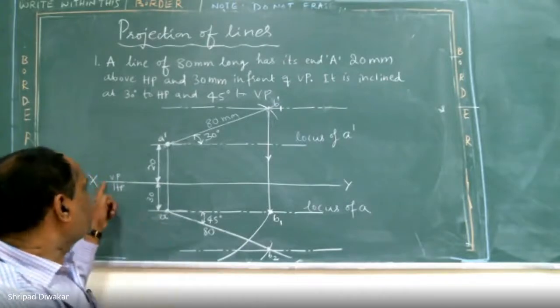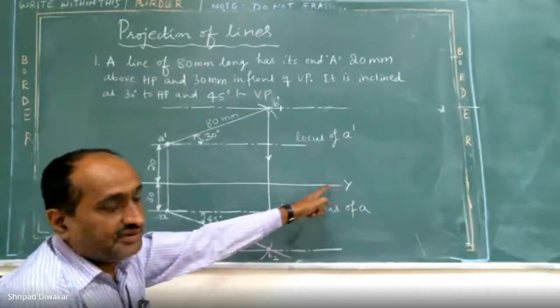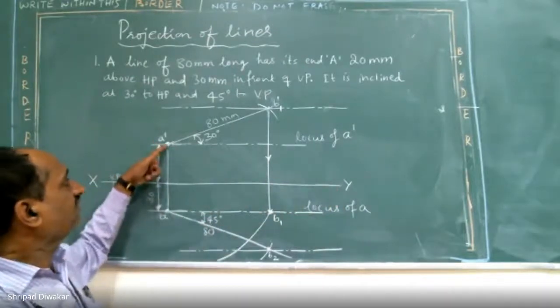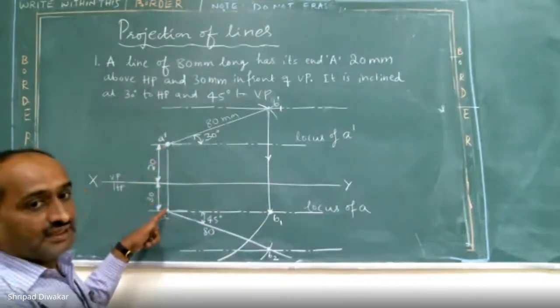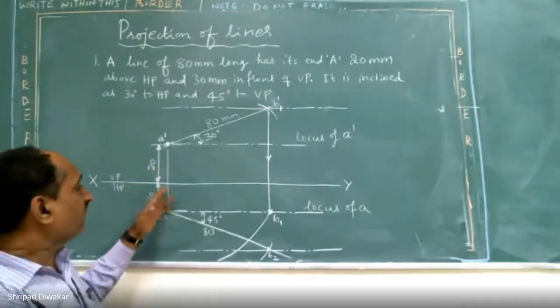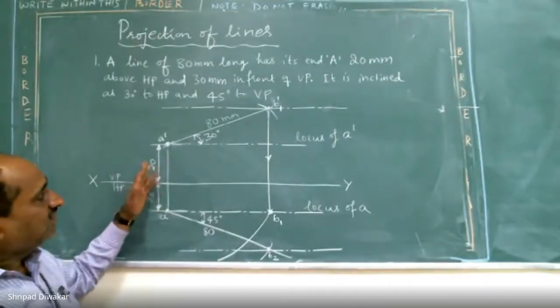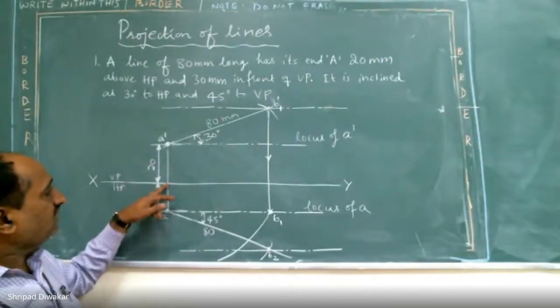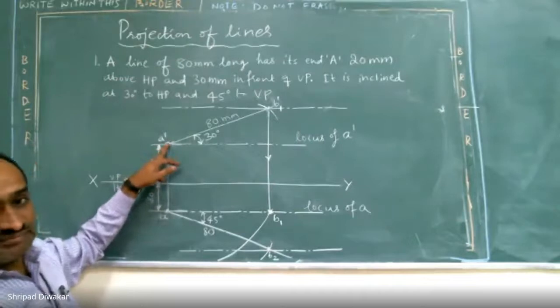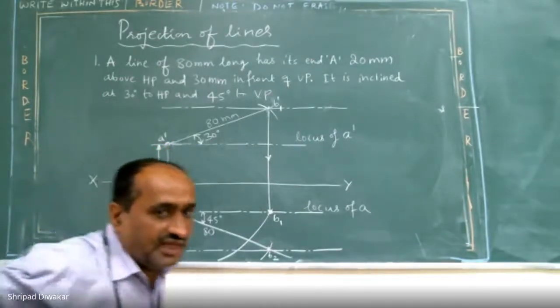First you have to draw the reference line. Next you have to locate the front view and top view of point A, that is 20 mm above HP. Anywhere you can start here, better to take it towards the left hand side. Any point you mark 20 mm. Mark this point as A dash, that is the front view of A.